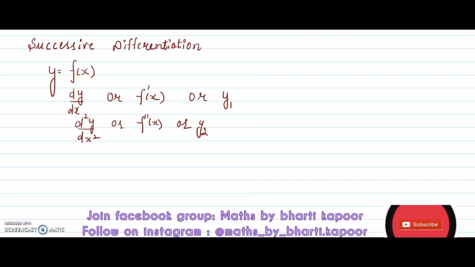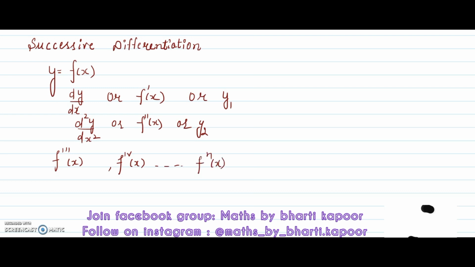Continue this process, we get third, fourth, fifth and other higher order derivatives, which may be denoted by f triple dash x, f four times dash x, and so on, f n x. Here n means the order of the derivative, or we can use the notation d3y by dx3, d4y by dx4 and so on, dny by dxn.